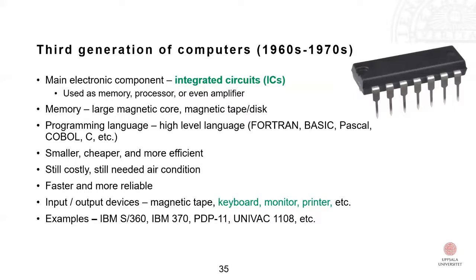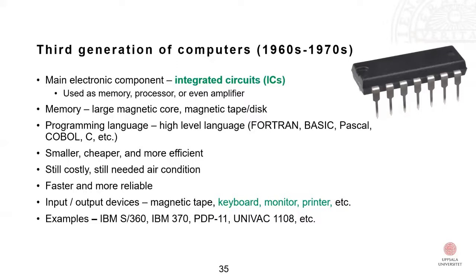The main electronic component at that time was, of course, integrated circuits. ICs at that time were used for processing, even for memory. But some of the computers in this generation still had large magnetic cores or magnetic tapes. And for programming languages, we have higher level languages. In the previous generation, if you remember, assembly language was used, but in this generation, we had languages like BASIC or Pascal, which some of you might have heard of.